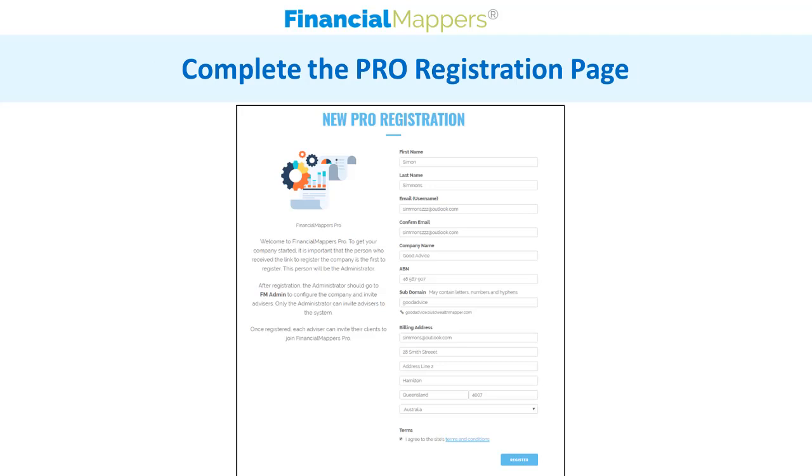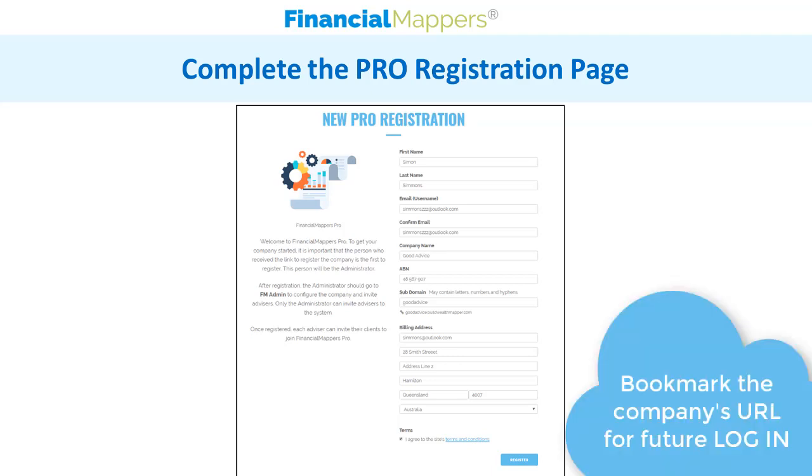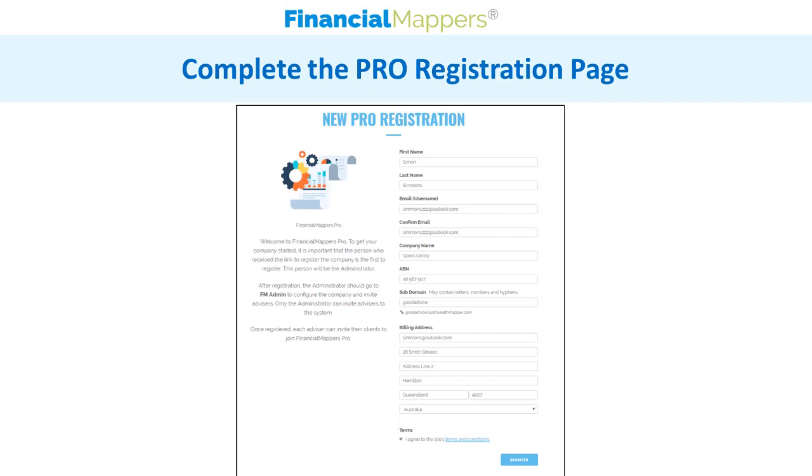The link supplied to the Chief FM Administrator takes them to this registration page. Registration is, of course, a one-time only process. Completing this registration form creates your company's FM Pro account. This demonstration registration is for a fictitious company called Good Advice, and the Chief FM Administrator is Simon Simmons.